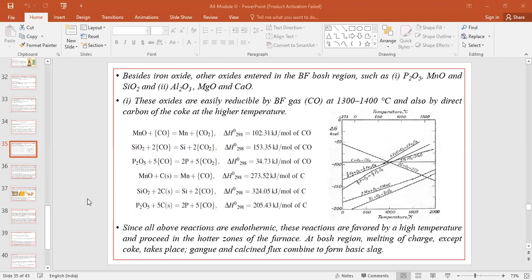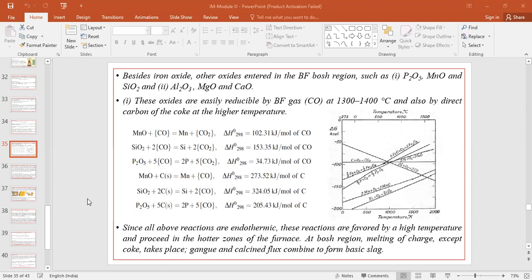Yeah, good morning. In the last class, we discussed various reactions which take place in the bosh part of the blast furnace. In that, we have seen the reduction of SiO2 to SiO by carbon, and also how the SiO gas is reduced by carbon, forming Si plus CO, where the silicon is joining the metal phase.